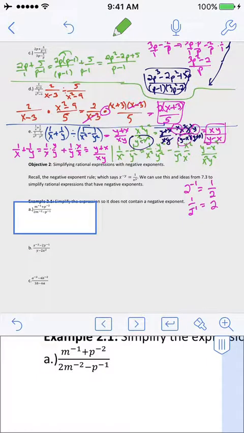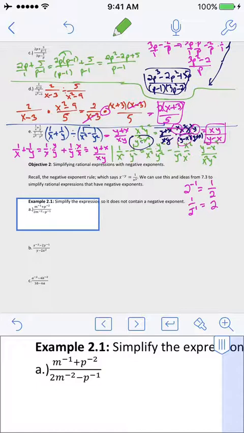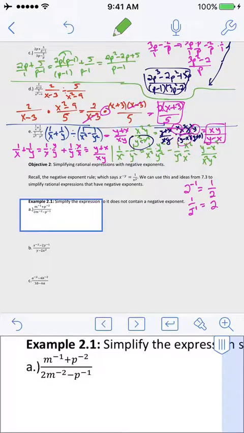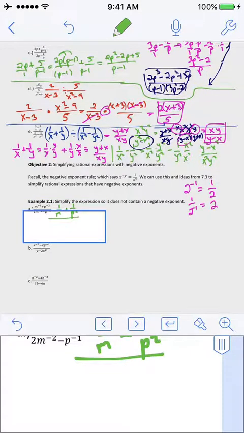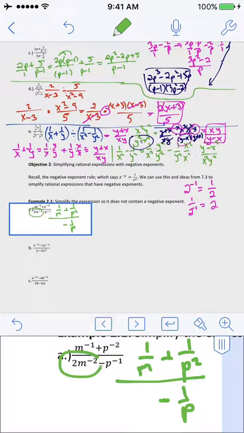So I have m to the negative first plus p to the negative second over 2m to the negative first minus p to the negative first. Sorry, negative second minus p to the negative first. Let's start by changing all of these to their reciprocal version. Okay, so we're going to change these to their reciprocal version. So I have 1 over m plus 1 over p squared. Those are the two reciprocal versions of that. Over 2. Now we're going to come back to this one in just a sec. Let's change that second one first. So minus 1 over p. But look at that closely.